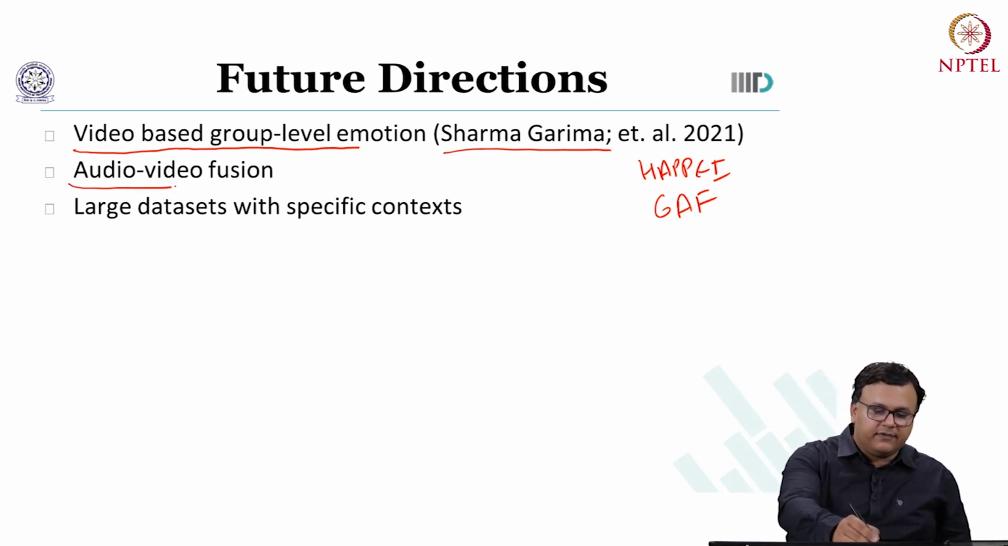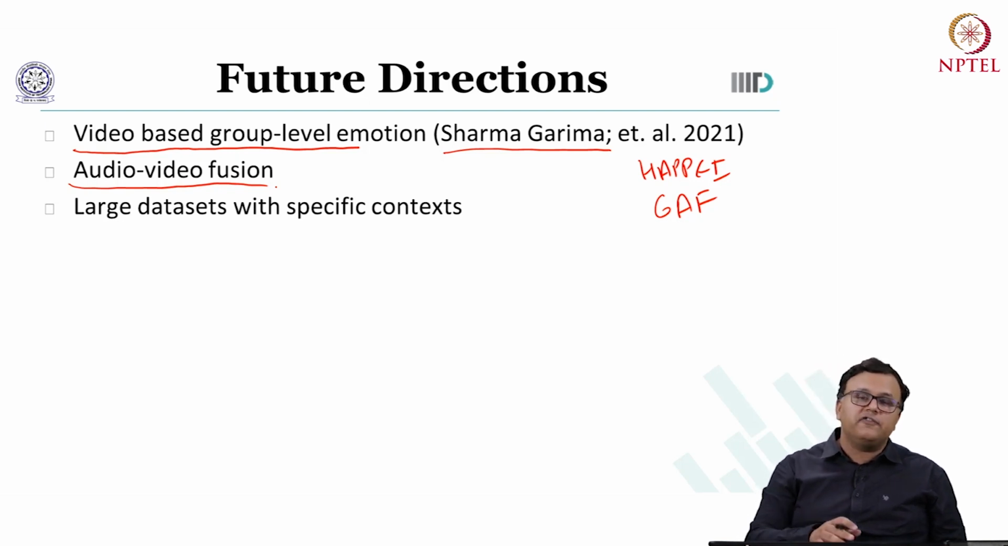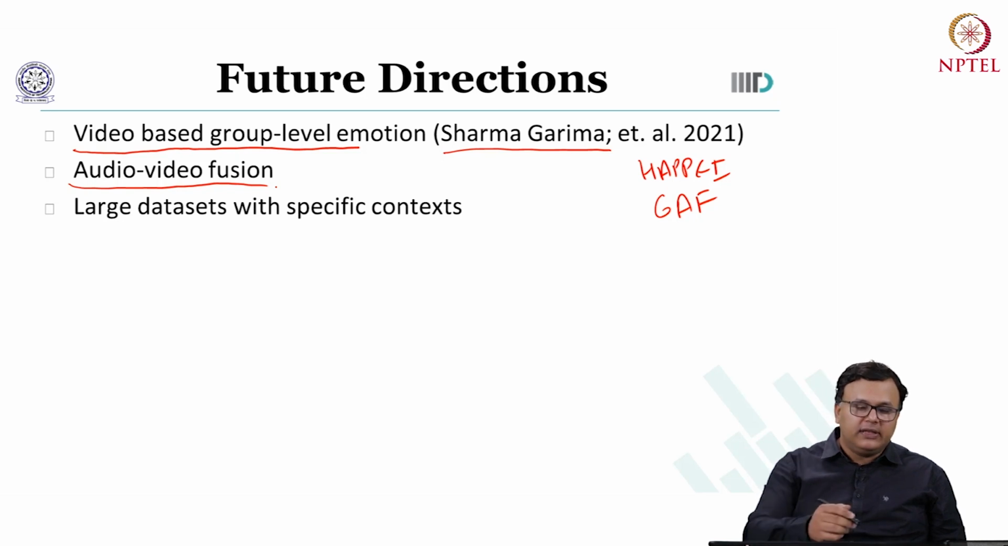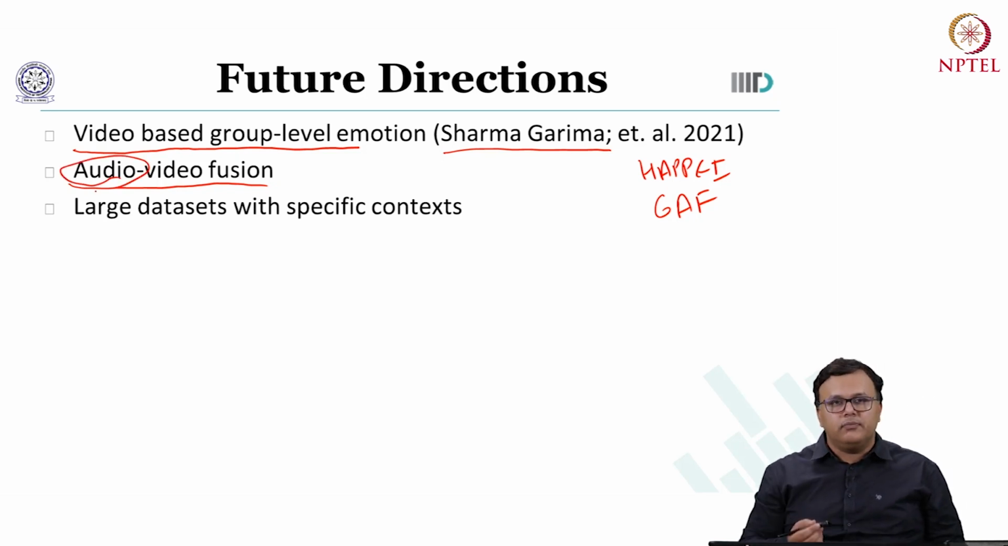The other direction, friends, is audio video fusion. So generally in group settings you will have audio information available as well. Now this audio information would be in the form of either the voices, so someone could be speaking in a group of people, or it could be some background music. So that information can actually help us in more robust facial expression recognition, right? So that it will be complementary information.